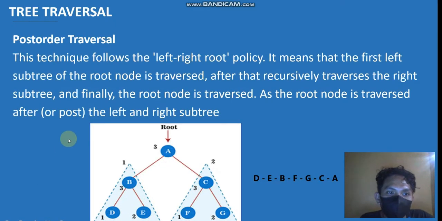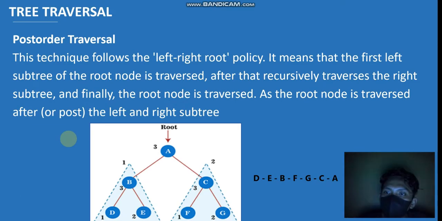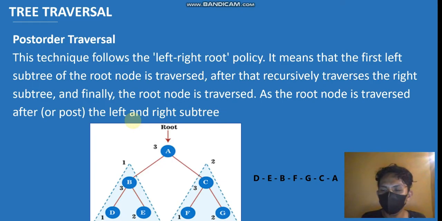So next, post-order traversal. This technique follows the left-right-root policy. It means that first the left subtree of the root node is traversed, after that the right subtree is traversed, and finally the root node is traversed. The root is traversed after, or post, the left and right subtrees. So it follows left, right, root.